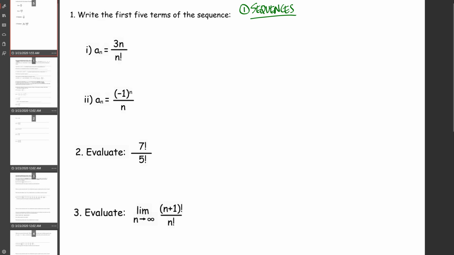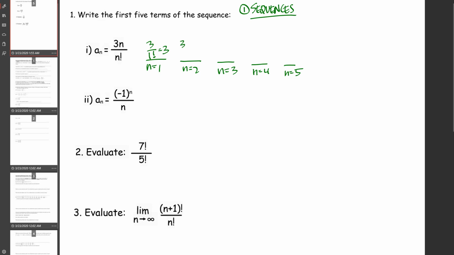The first thing we're going to talk about is, if you want to write the first 5 terms of this sequence, named A sub n, what are the first 5 terms? You'll say the first blank is n equals 1, the second blank is n equals 2, the third blank is n equals 3, and so on. We're going to fill in these blanks. If n is equal to 1, the first blank would be 3 times 1 over 1 factorial. 1 factorial is just 1, so this would be 3 in this blank.